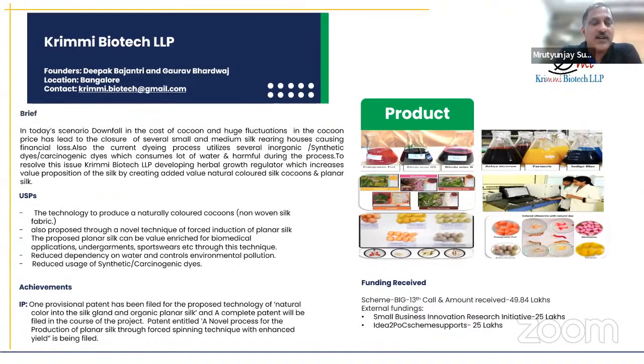Now, this is exciting. One student, somebody from Bangalore, comes and says the problem statement in the silk industry is that you take the silk fiber, you color it, and the coloring process uses a lot of water. It's a wastage of water. It uses a lot of chemicals. It's a chemical hazard. He said, this is a big problem with our silk industry. So to make the coloring process much better, he comes out with a process of naturally coloring the cocoon. Imagine, you don't have to color fibers anymore. The cocoon, before you get silk fiber, is already naturally colored. Yellow, pink, purple.